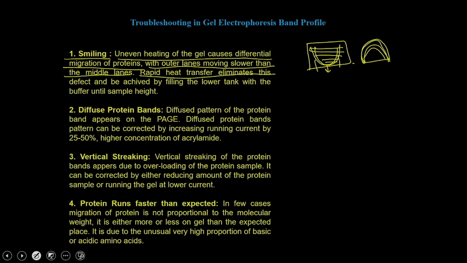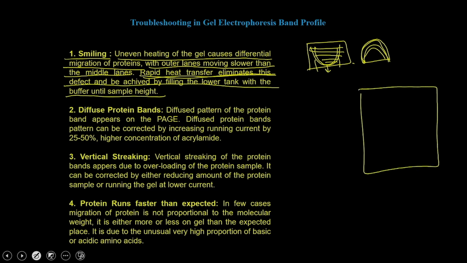It happens because of the uneven heating, because heating normally increases the migration. If you want to correct this, you can do a rapid heat transfer, which eliminates this defect and can be achieved by filling the lower tank with buffer up to the sample height. The lower tank has a buffer, and in this you have a cathode chamber. If you fill the lower buffer slightly on the higher side, that is going to provide enough cooling, and that is how you can avoid the smiling effect.